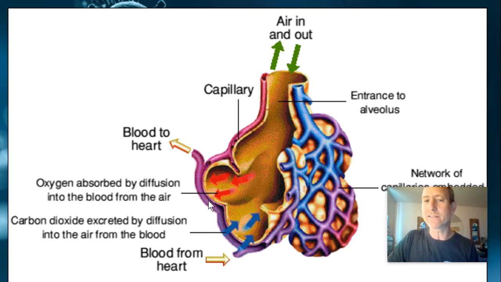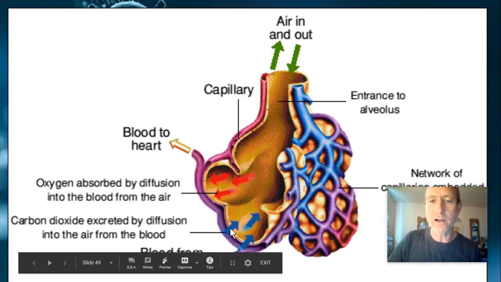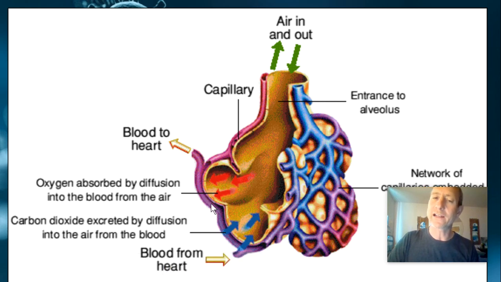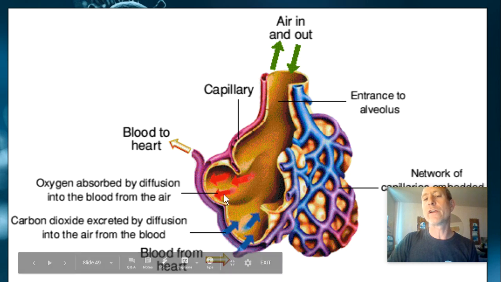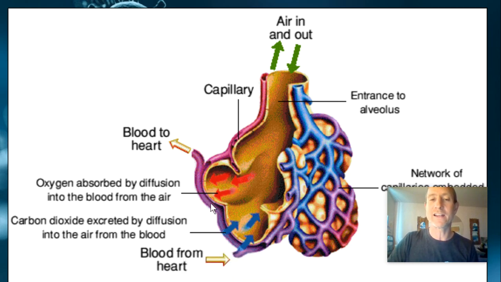It's all passive. The concentration of carbon dioxide is greater in the blood and less in the air. So it leaves the blood and enters the air. Conversely, the concentration of oxygen is greater in the air and less in the blood, and therefore oxygen leaves the air and enters the blood. And that, friends, is how respiration works.